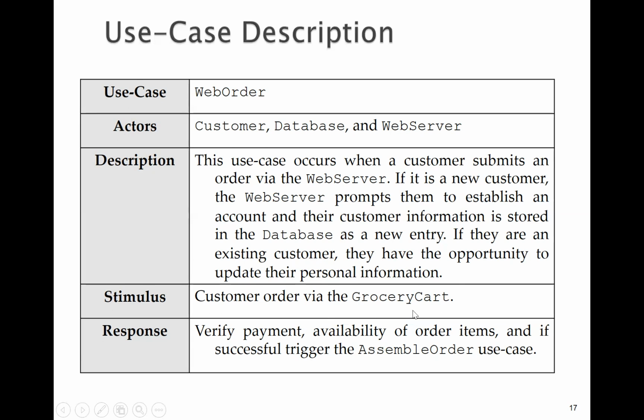So customer order via the grocery cart. So that's the stimulus. So the response is verify payment, availability of order items, and if successful trigger the assemble order use case. So that's the next use case if the response is positive.